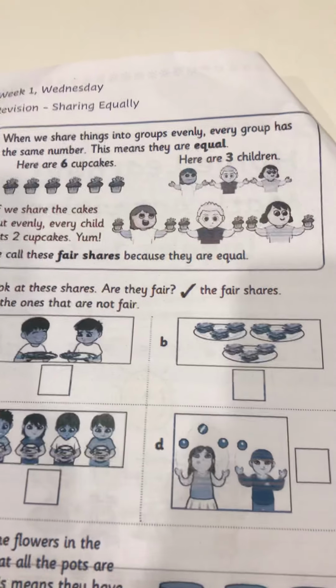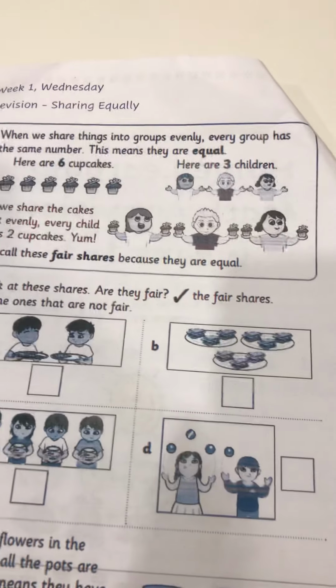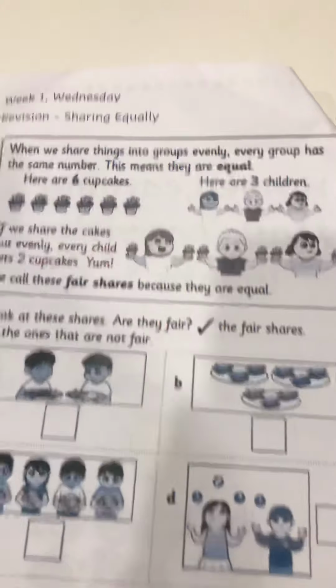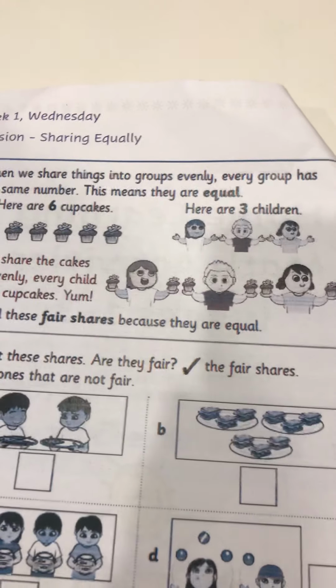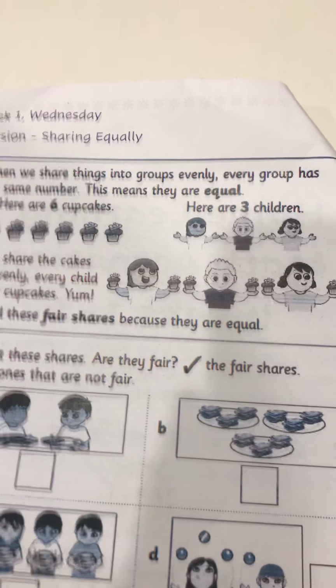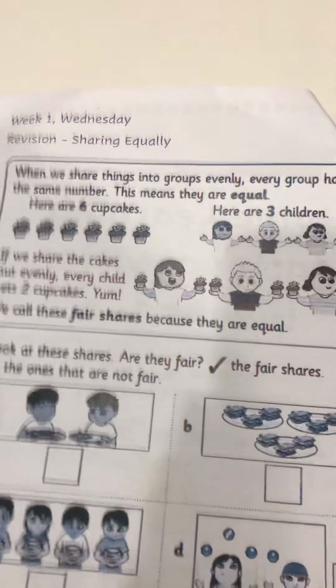So let's look at our first activity. It's a revision of sharing equally, and it says when we share things into groups evenly, every group has the same number. This means they are equal. So let's look at our pastas.